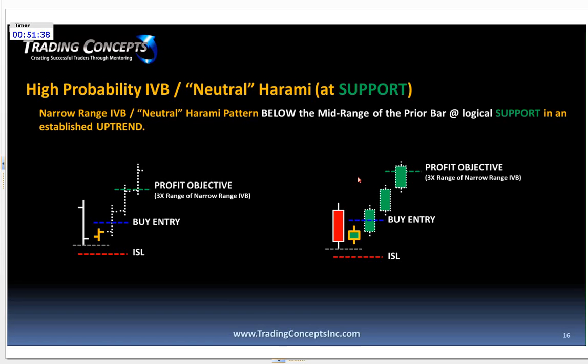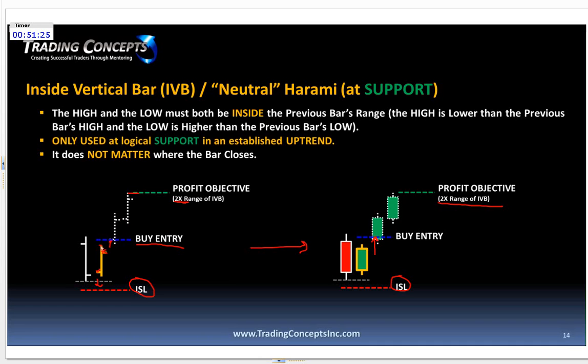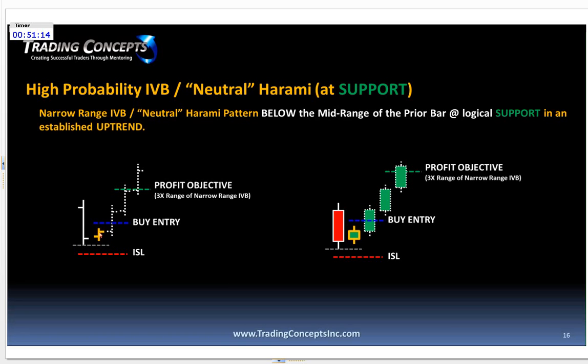So this is a variation of the inside pattern, right? And the only variation here is what I like to call a tight little inside vertical bar. Whereas what I showed you just a minute ago here, see this inside pattern? See the high? The high is lower than the prior bar's high. The low is higher than the prior bar's low. It's kind of within the range, right? Whereas what I'm showing you here, the reason it's a slight variation is it's small. This inside pattern is actually occurring in the bottom quarter of the prior price bar's range, okay?